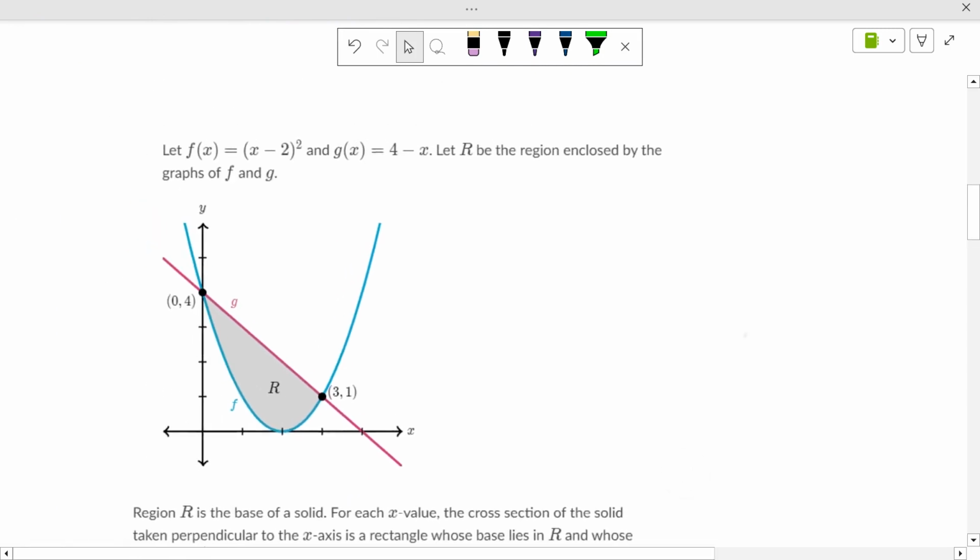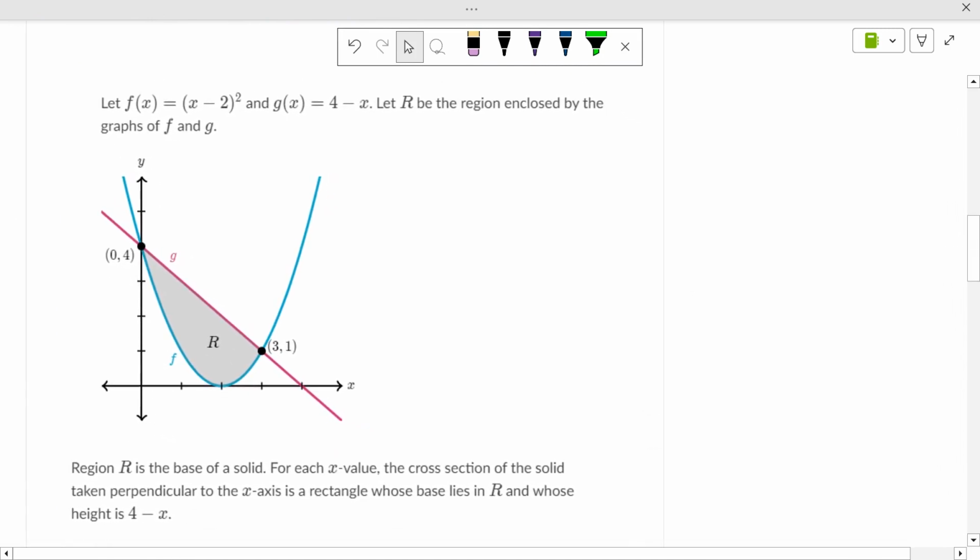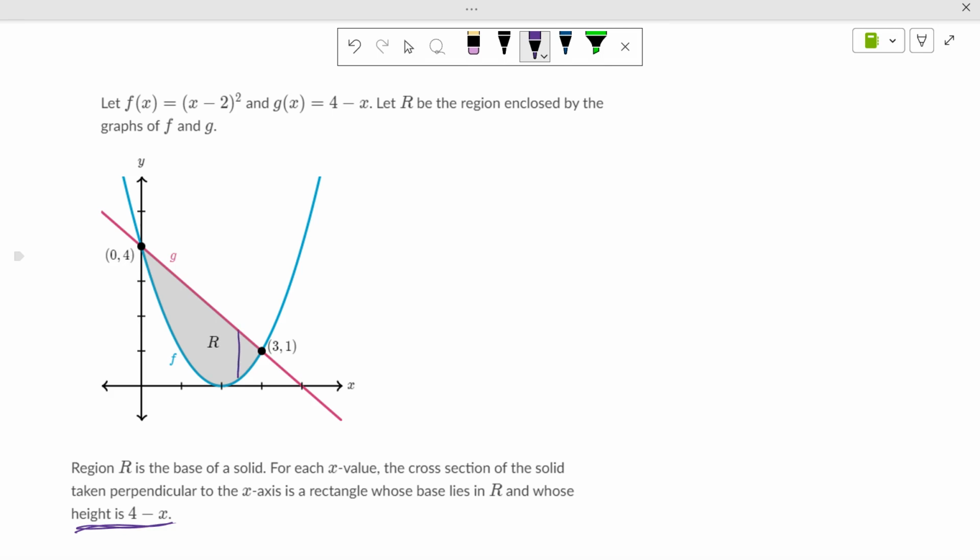Now let's look at this. This time, we're going to make rectangles out of this. Not just squares, but rectangles. How high are the rectangles? Well, their height is going to be 4 minus x. So we're going to have a rectangle that has a width of that, and its height is going to be 4 minus x. And its width is going to be whatever the width is. Well, what's the width? You have to take the g function minus the f function. And why are we going g minus f? Because it's the top curve minus the bottom curve. Okay, the top minus bottom.